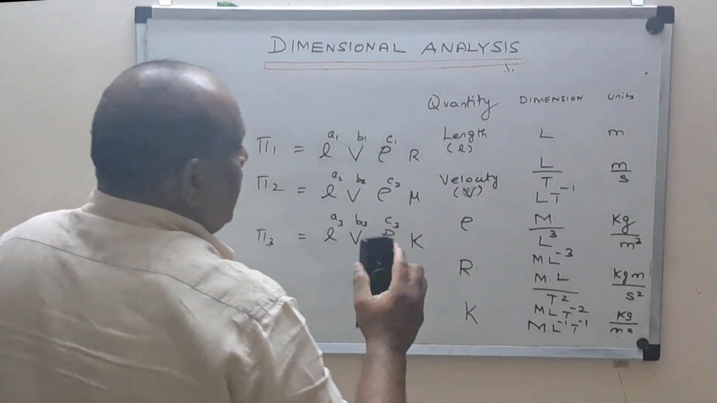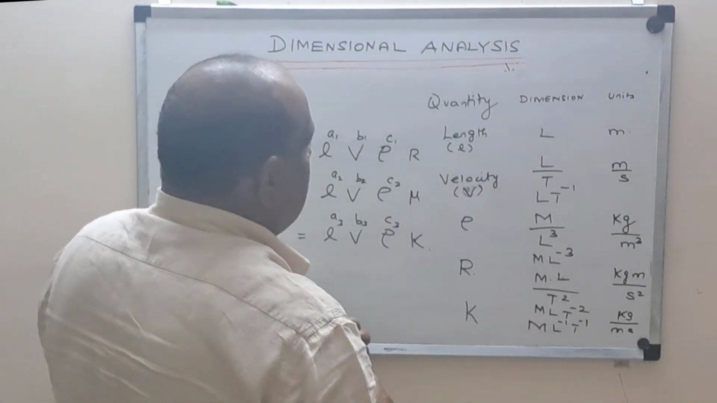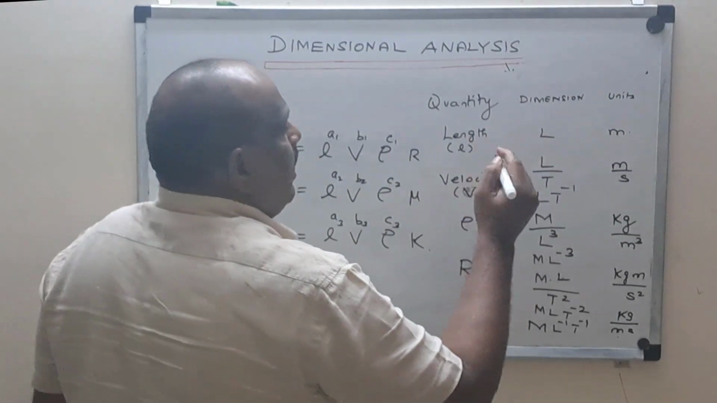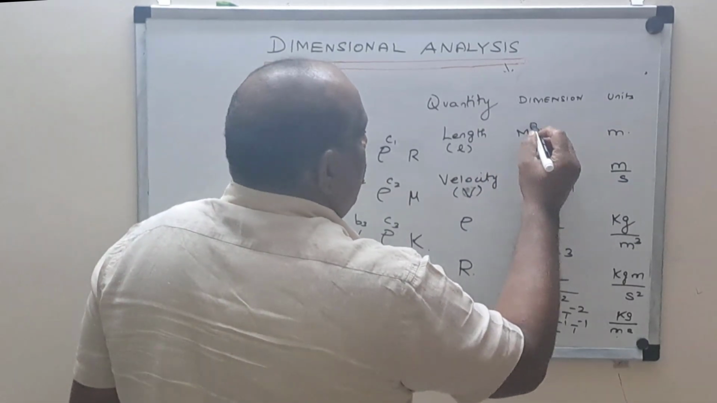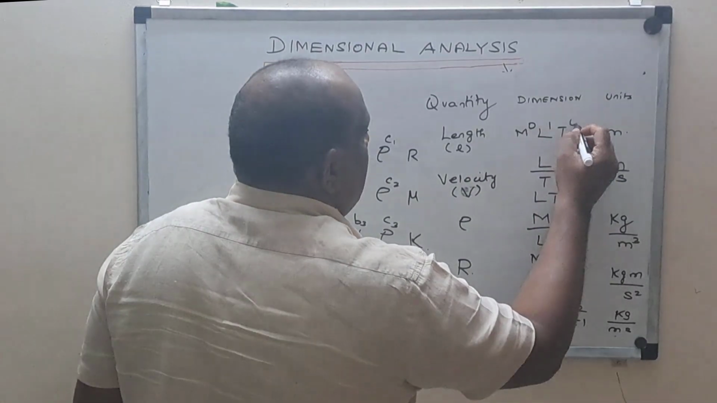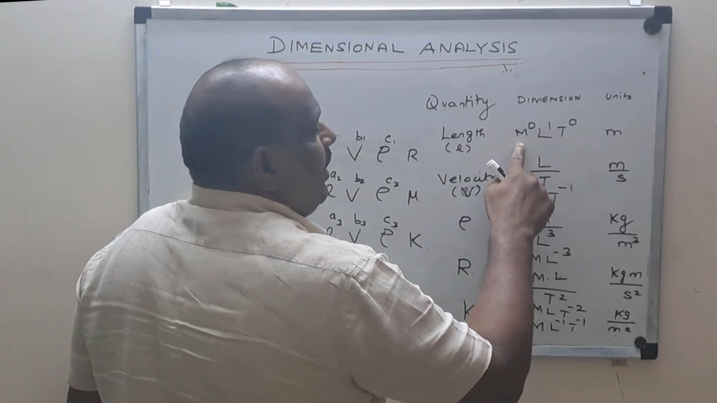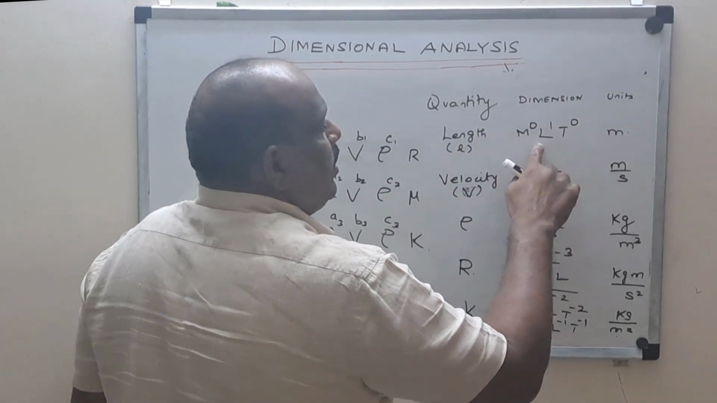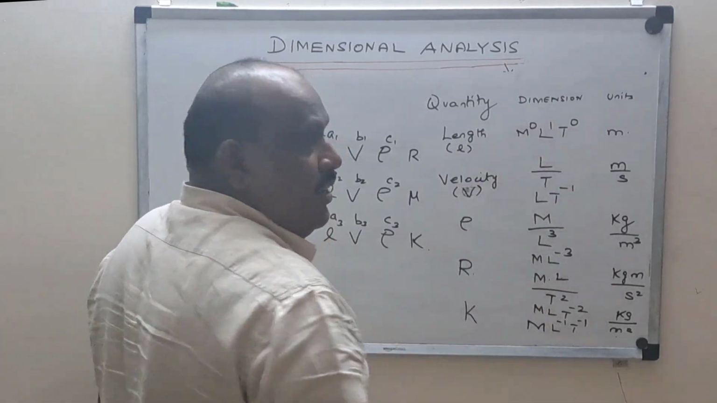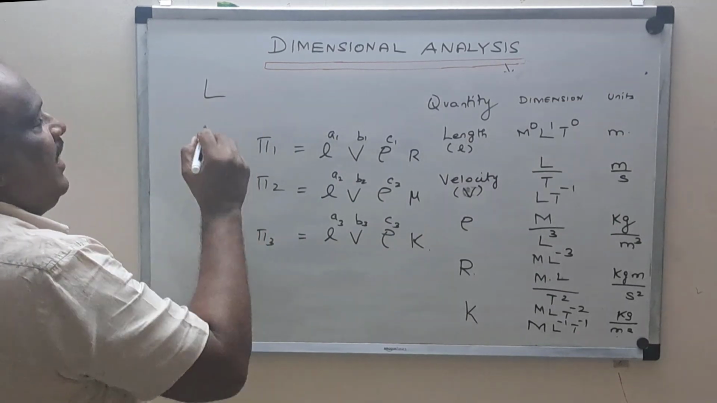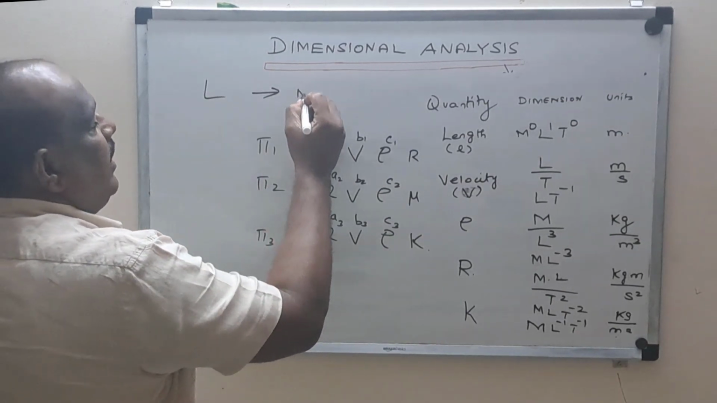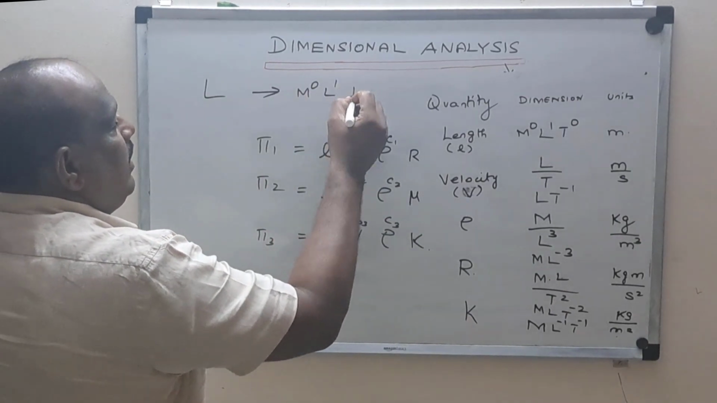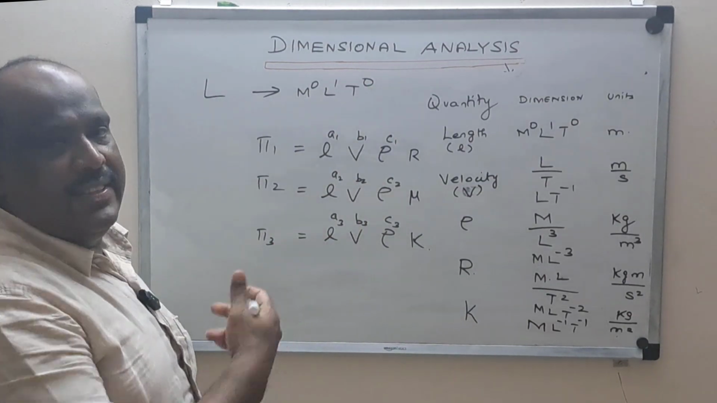So it's better to write the dimensions. We can write L as M power 0, L power 1, T power 0, because anything power 0 is 1. So 1 into L power 1 is L. So either you can write L as L, or you can write it as M power 0, L power 1, T power 0. I hope you know the reason now.